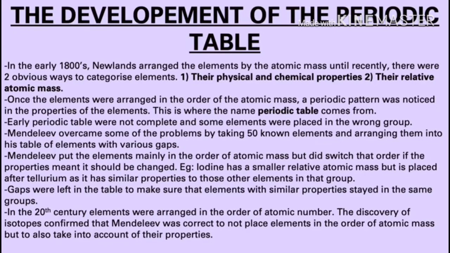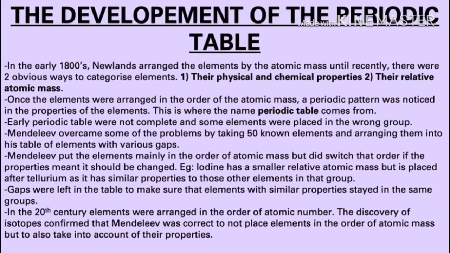The development of the periodic table. In the early 1800s, Newlands arranged the elements by the atomic mass. Until recently, there were 2 obvious ways to categorize elements: number 1, their physical and chemical properties, and number 2, their relative atomic mass. Once the elements were arranged in the order of the atomic mass, a periodic pattern was noticed in the properties of the elements. This is where the name periodic table comes from.